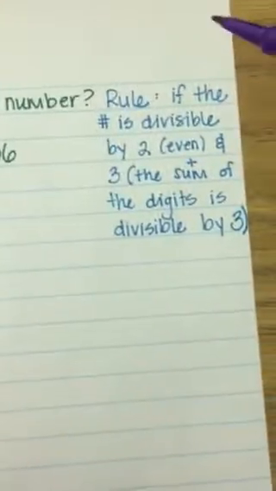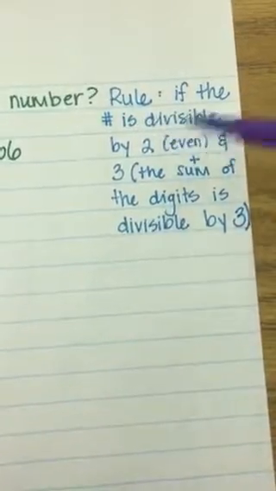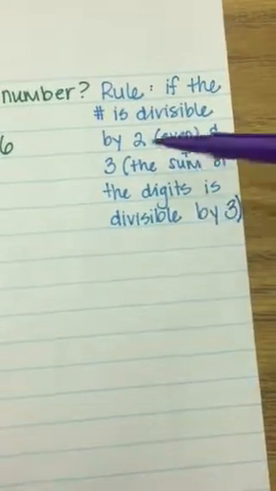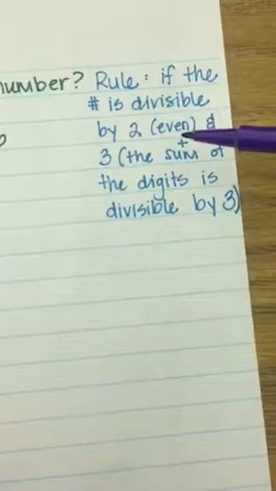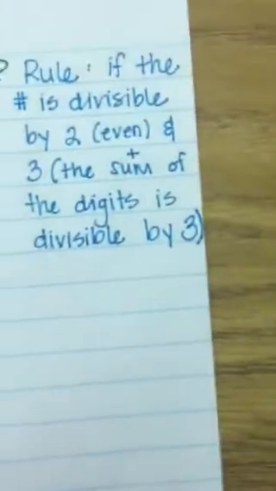Well, when I'm looking at 56, the first thing I want to check is, is the number divisible by 2 and by 3? So if it's divisible by 2, that means that the last digit is even. So I'm going to look at the last digit, and if the digit is an even number, that means it's divisible by 2. So that's a good sign. 6 is divisible by 2, so I can move on.